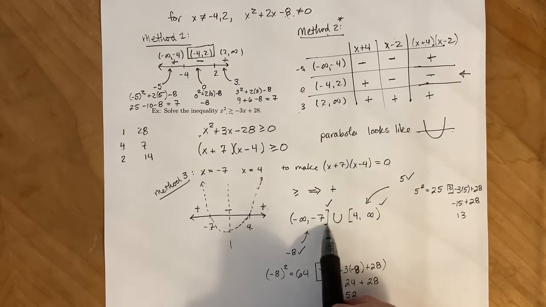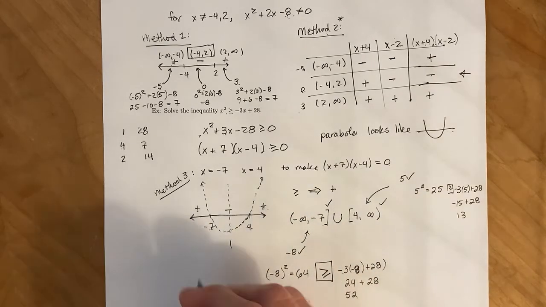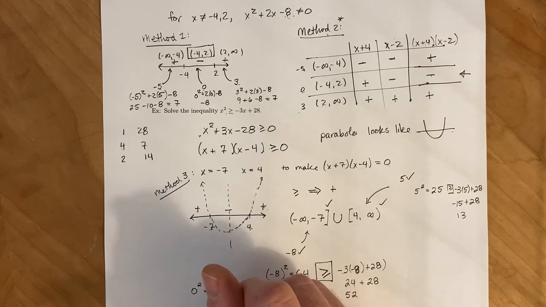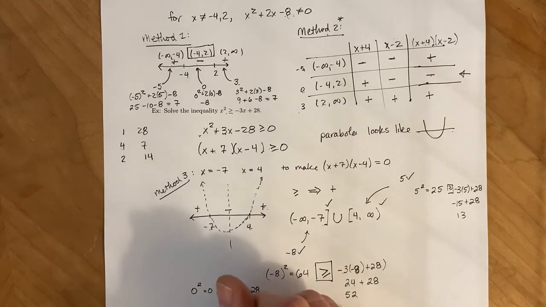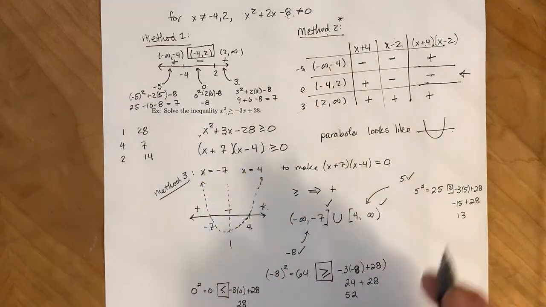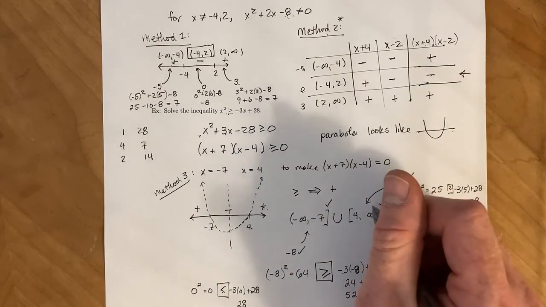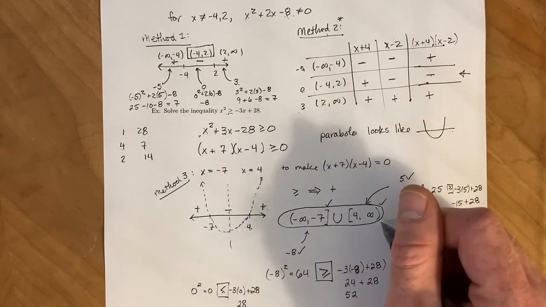Now, if you pick something that's not in this interval, let's say you chose 0, right? We would have 0 squared, which gives us 0, compared to negative 3 times 0 plus 28, which gives us 28. And so that is the wrong symbol for this inequality, which means this right here is our answer.